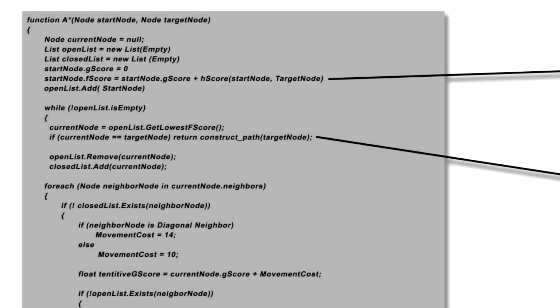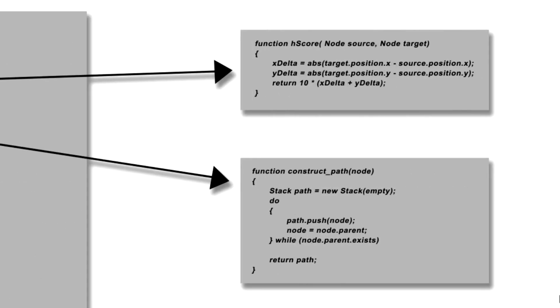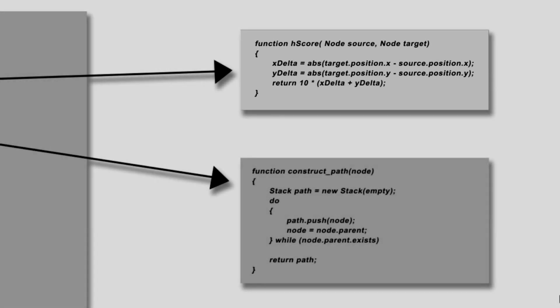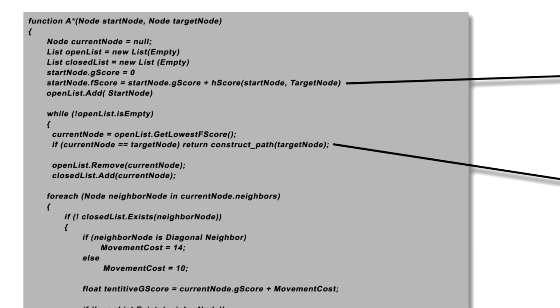And now, in this line of code, you can see that H-score is actually a function, which I also show on the slide, which is passed 2 nodes and returns the Manhattan distance between them multiplied by 10, which remember is the movement cost in our example. And if you look at the H-score function on the right hand side of the screen, you can see it just calculates the absolute offsets on the x-axis, the absolute offsets on the y-axis, adds them together, multiplies by 10, and then returns the result. And this becomes the H-score for our start node.